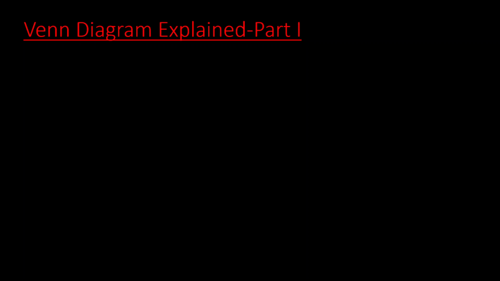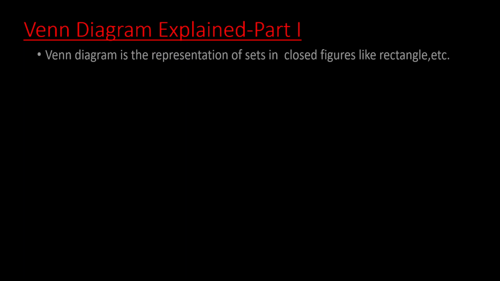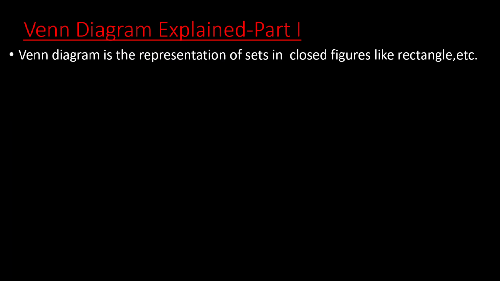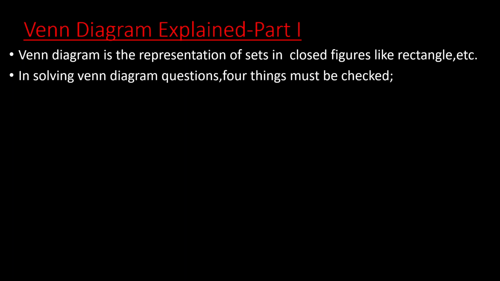In this video, we are going to dive more into Venn diagrams. A Venn diagram is a representation of sets in closed figures like rectangles, circles, squares, triangles, and other quadrilaterals and other shapes. In solving Venn diagram questions, four things must be checked.